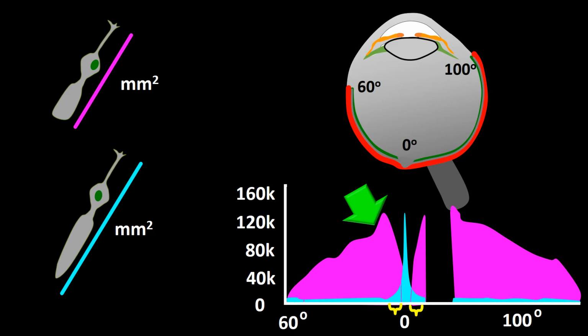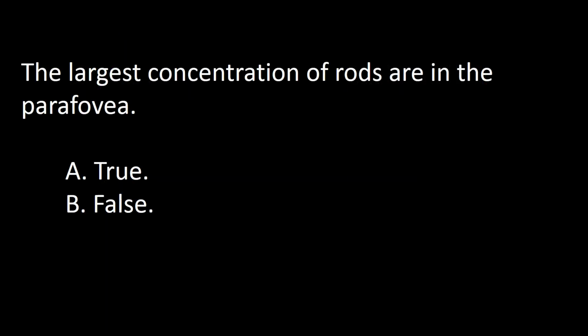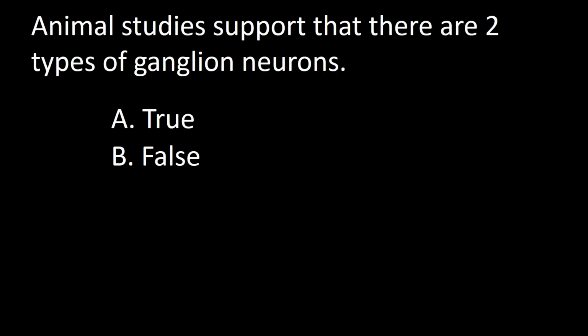The maximal concentration of rods are in the parafovea region. The parafovea region surrounds the fovea, and at the level represented in this figure, which corresponds to the cut through the equator of the eyeball, the parafovea is interrupted by the blind spot. The rods are responsible for scotopic vision. So the answer to this question is A. Next question. Animal studies support that there are two types of ganglion neurons.